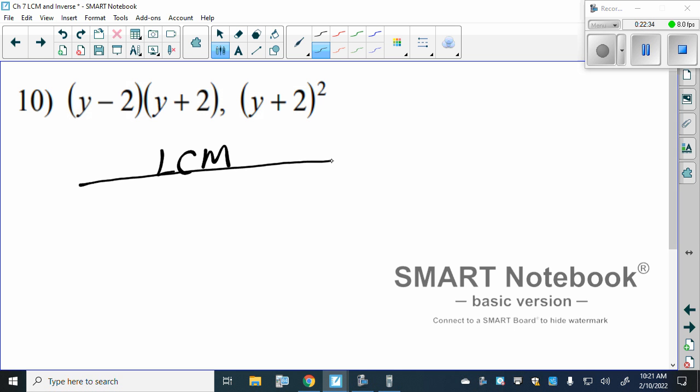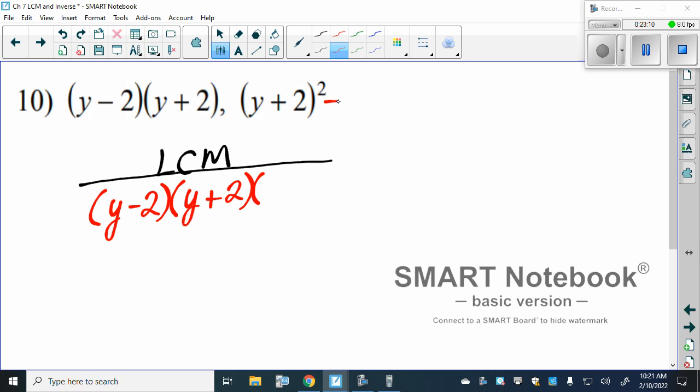So when we look at this here, we have y minus 2 times y plus 2 as one of our expressions, and the other expression is y plus 2 squared. Well, I do know for sure that I'll need a y minus 2. We also know that we'll need a what? A y plus 2, because the first one does have both of those, yes? Is it missing anything that the other one has? The square.